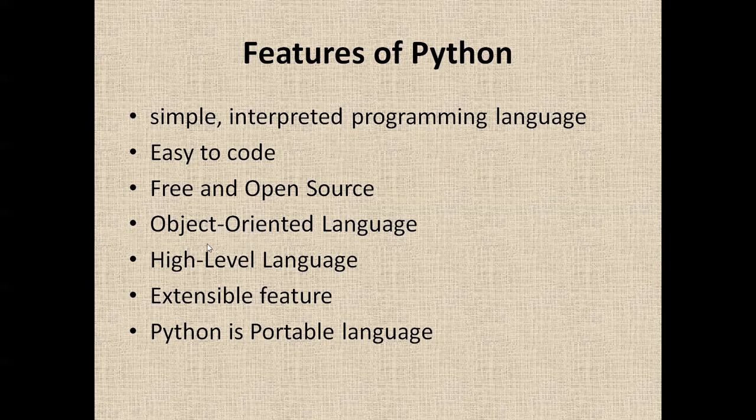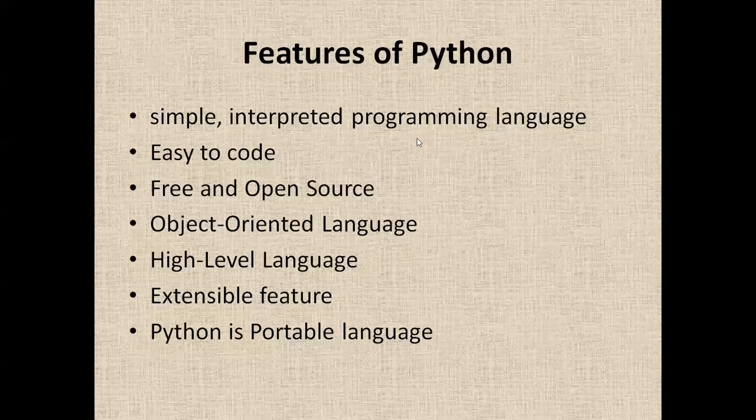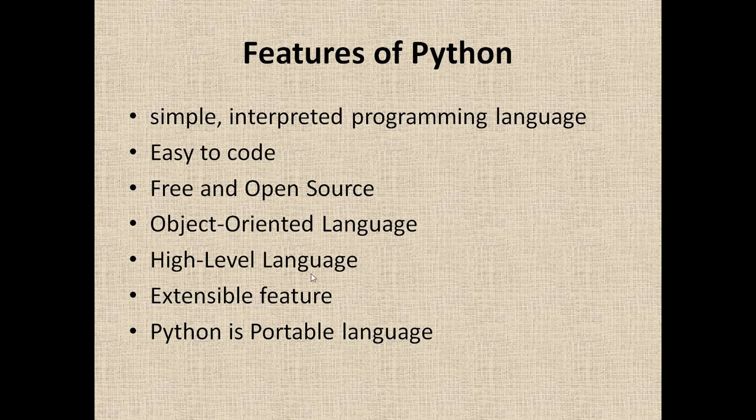That's why it is a feature of Python programming. Object-oriented programming language features like inheritance, polymorphism, encapsulation, abstraction, all of these features are given in Python also. That's why it is known as the object-oriented language.